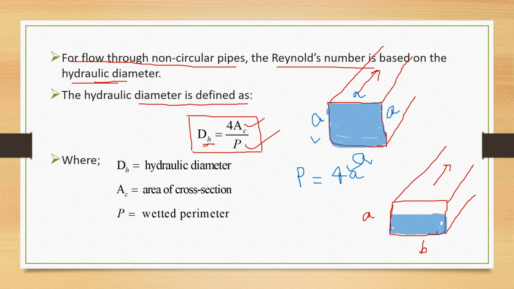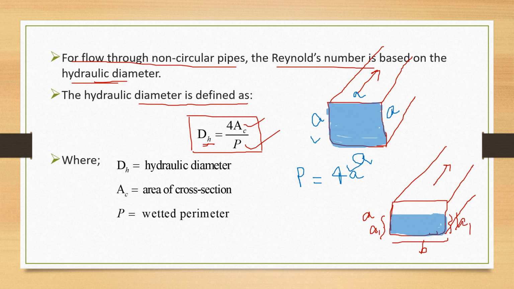It is filled up to here only. So how do we write the weighted perimeter in this case? Let's see. The liquid touches this side up to here only, and this side up to here. This length of the pipe we will call A1, and similarly on this side this length is A1.